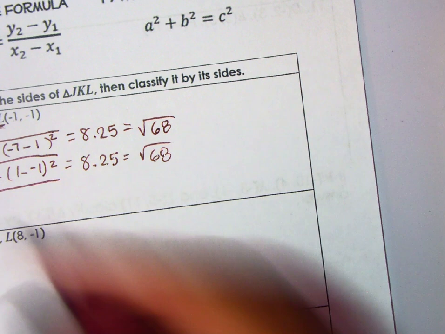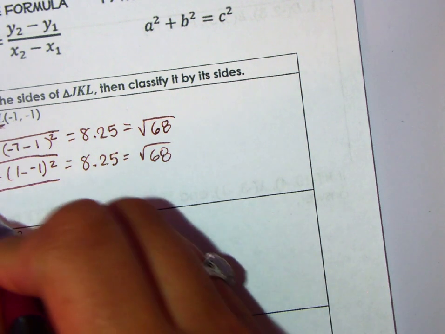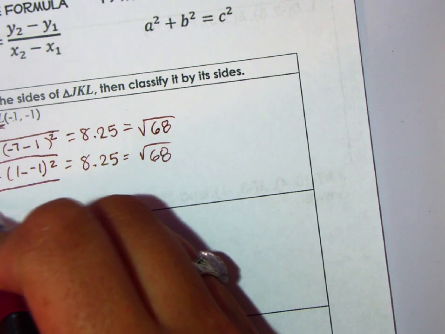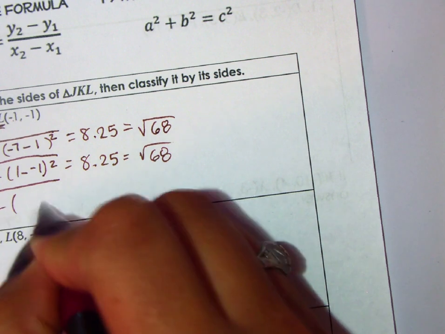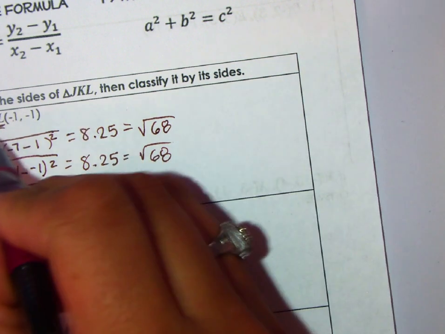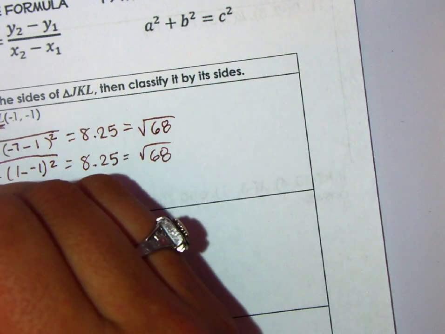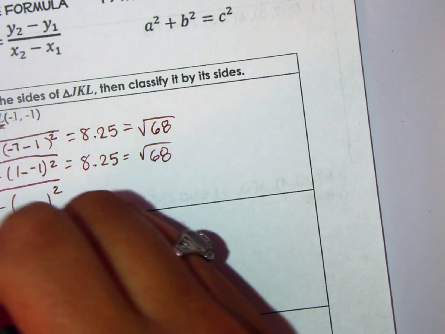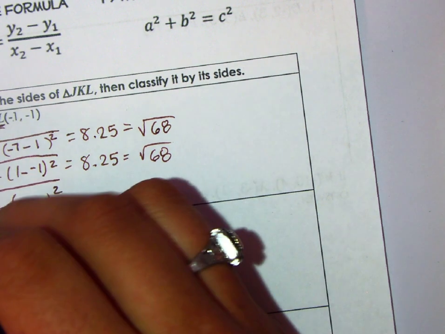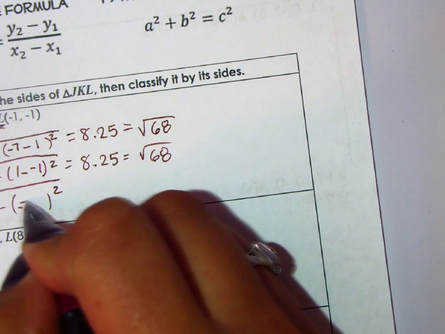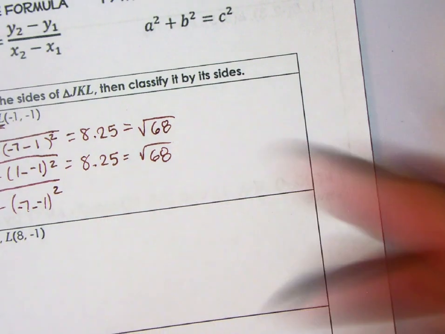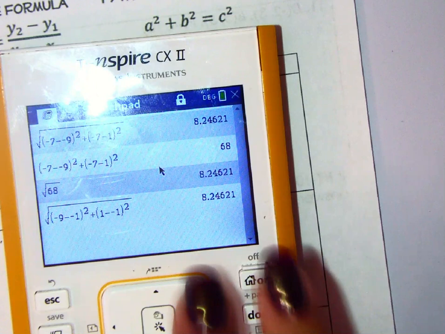Let's double check if the third one is also the same to see if it's an equilateral triangle. The last one is JL, so we have -7 minus -1, and then the difference of the y's, -7 minus -1 as well. So let's type that here.